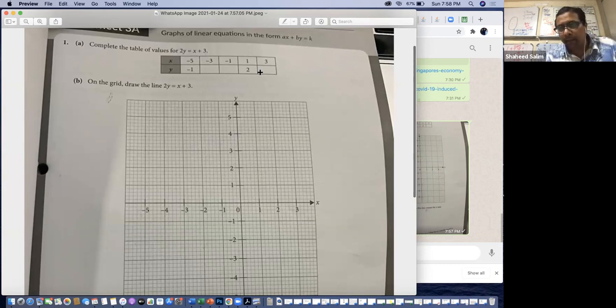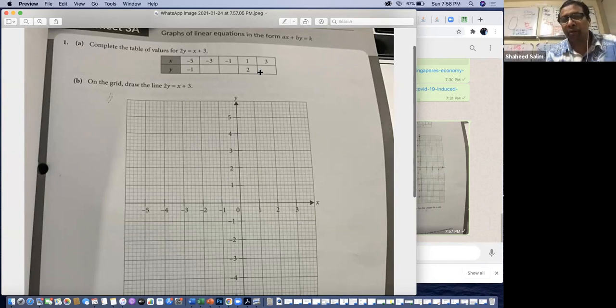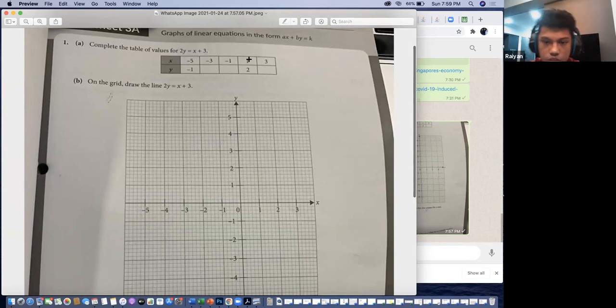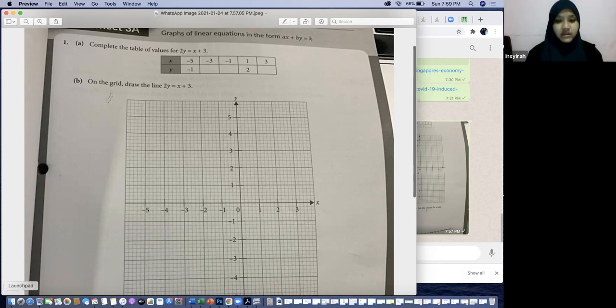Ryan, you know how to annotate on my screen? No, I don't know. Shafi, you know how to annotate on my screen? Okay, Shafi, later you draw the graph on my screen. And Ryan, you just draw roughly on a piece of paper. So they want you to fill up this one first, and then plot the points. Shafi, later you must put a cross like that, then you join all the dots. Okay. So what page?